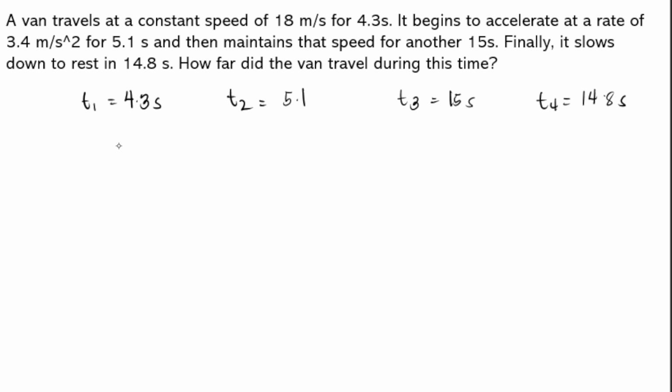Okay, so let's start with the first statement. According to the first statement, a van travels at a constant speed of 18 meters per second for 4.3 seconds. So we have a hint here: constant speed. In solving worded problems for kinematics, you have to find keywords or hints that could help you fully understand and apply the concept of kinematics.